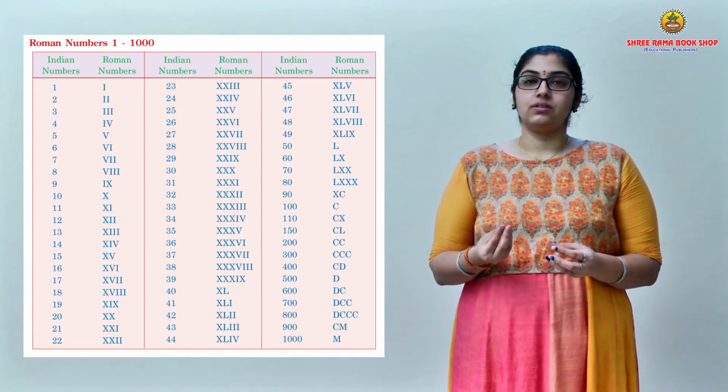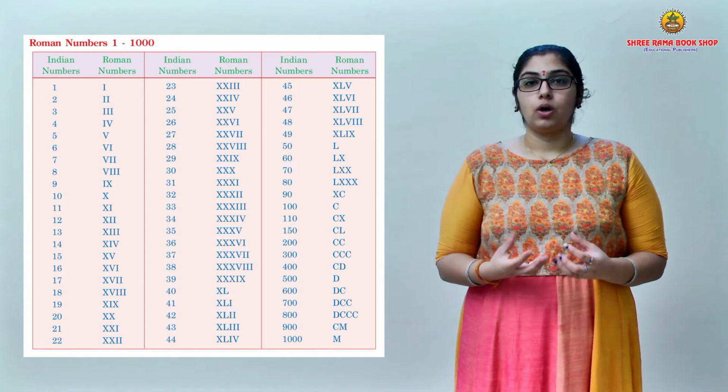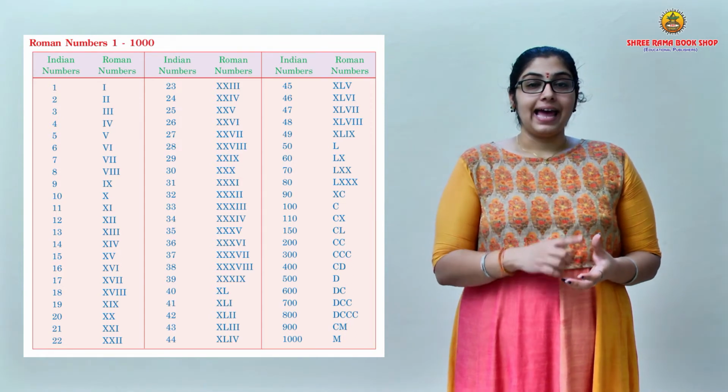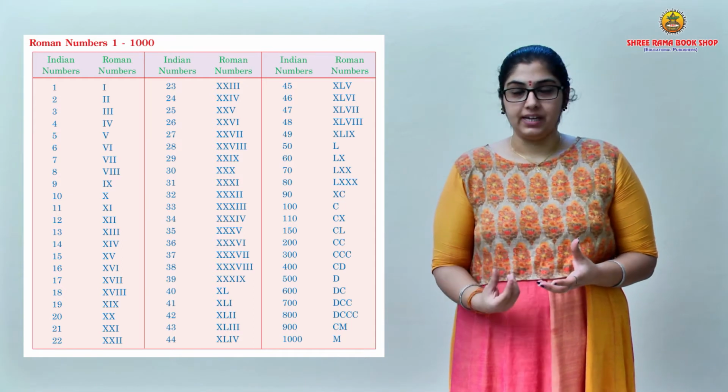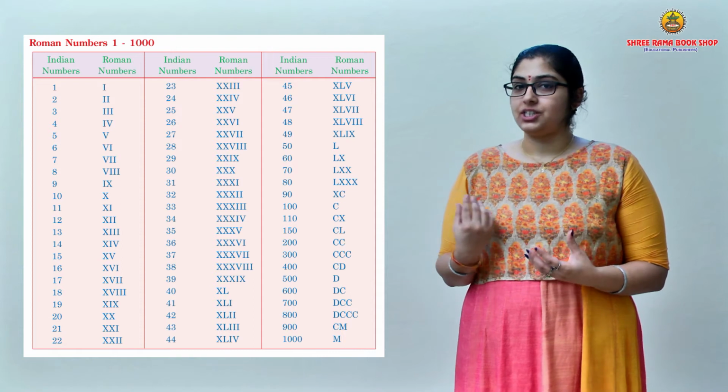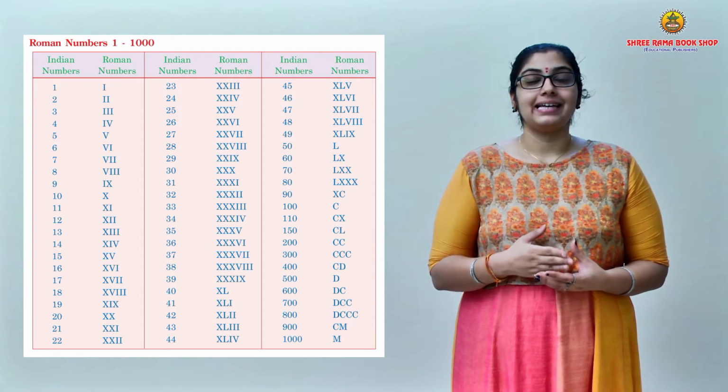If you take the number 45 on the chart, how are we representing it? I am representing it as X, L and V. XL represents 40 and V represents 5. So I have 45 on the chart as XLV.